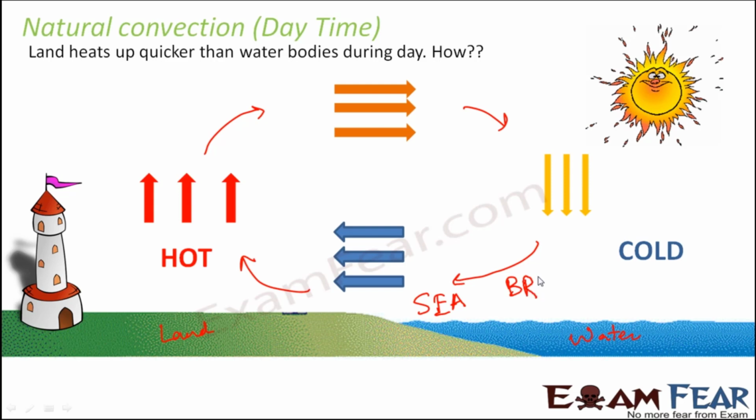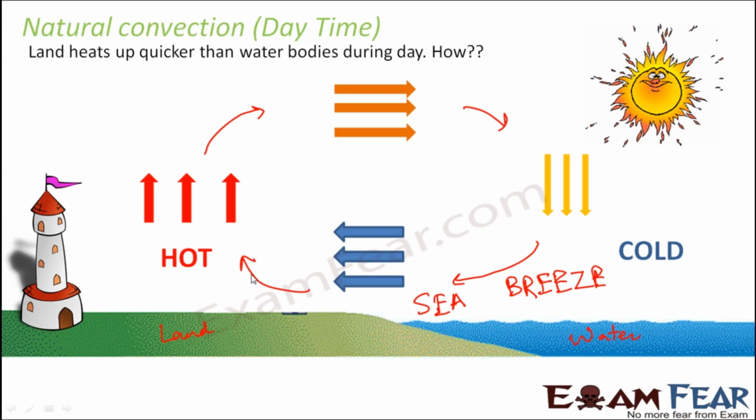This is called sea breeze. So those living in the coastal areas, if they want to experience the sea breeze, they should construct their houses in such a way that the windows and the doors are facing the ocean, because during the daytime cool air will be flowing from the side of the ocean towards the side of the land. So this cool sea breeze can be experienced in coastal areas during daytime.